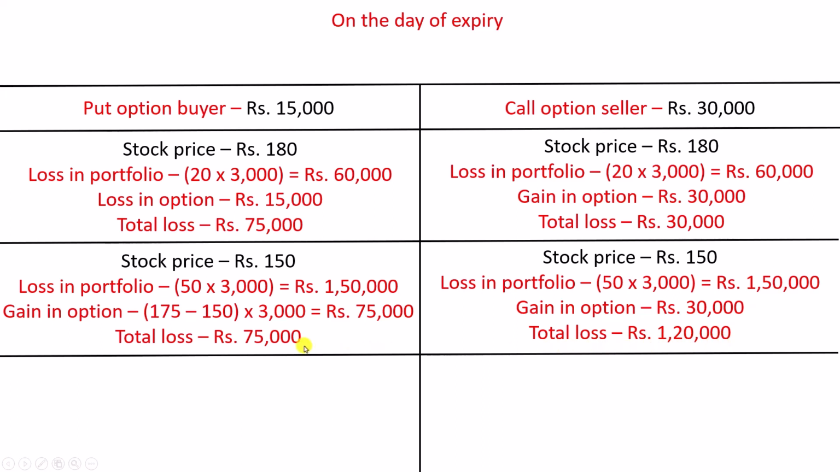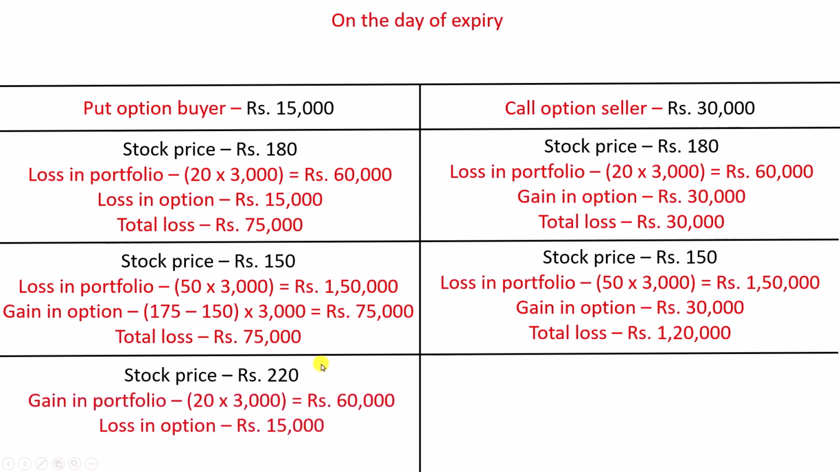So you can see that if you are a put option buyer here, then you have an advantage, if your analysis is right. Now, what if your analysis is wrong? What if the price, instead of decreasing, goes up? What if the announcement is good and the price goes up? What if on the day of expiry the price reaches 220 rupees?